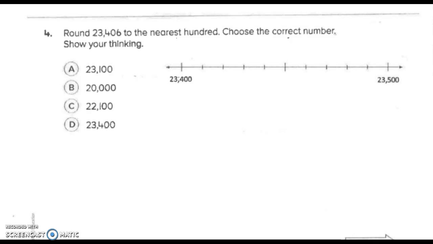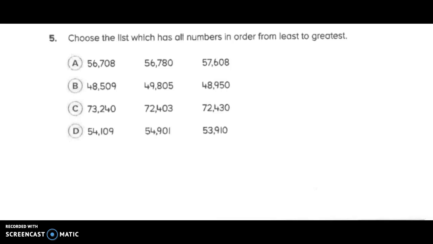A. 23,100. B. 20,000. C. 22,100. D. 23,400. Number 5. Choose the list which has all numbers in order from least to greatest.